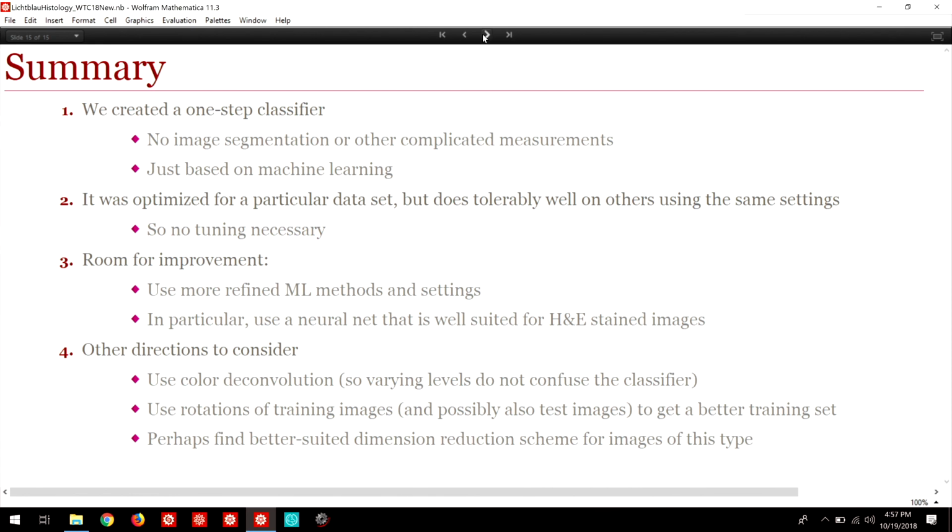Other related things: use rotations of both training and test images to reduce edge effects where tissue boundaries do funny things. And I would like to find a better dimension reduction scheme, but I don't have one yet.